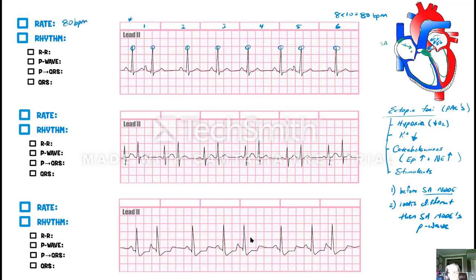Next thing we determine, rhythm. So R to R interval. Okay, well this is interesting. Look, this kind of has a 1, 2, and about a half over here. Then it goes 1, 2, 3, 4. This is definitely irregular, right guys?